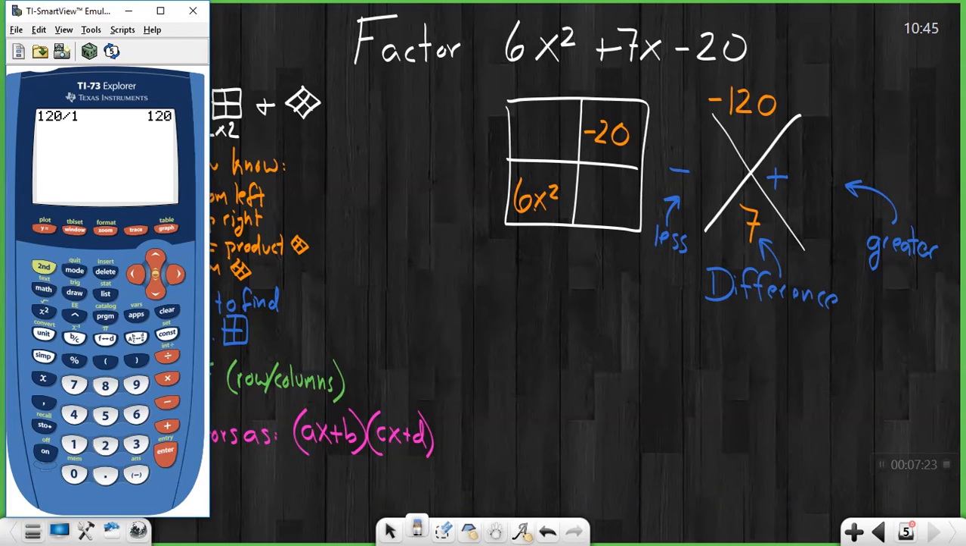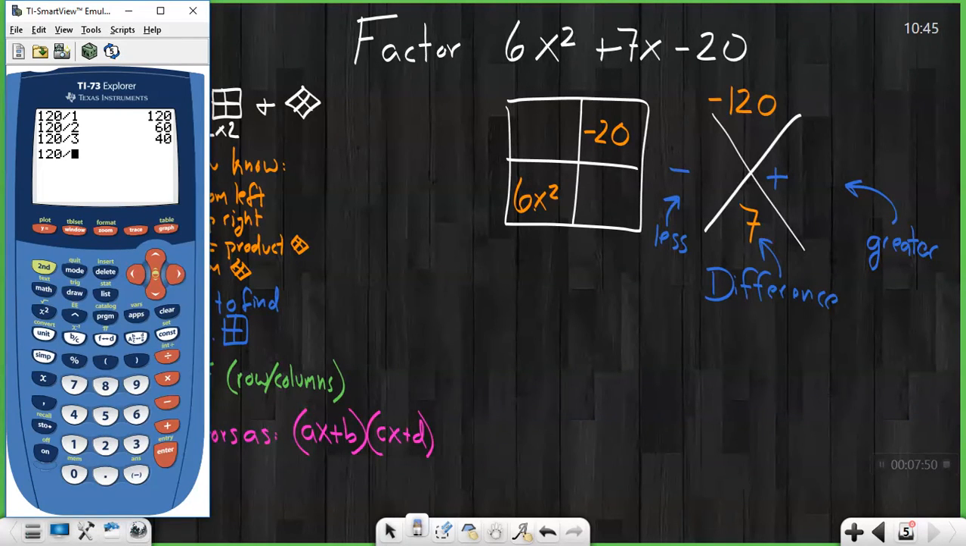I see I've got 1 being what I divided by, and 120 is the result. I look at those two numbers, and I ask, do those have a difference of 7? No, 1 and 120 do not. So I go down to 120 divided by 2, and I hit enter. 2 and 60. No, that doesn't work. Those are 58 apart. So now I do 120 divided by 3. And I keep going. Those are 37 apart.